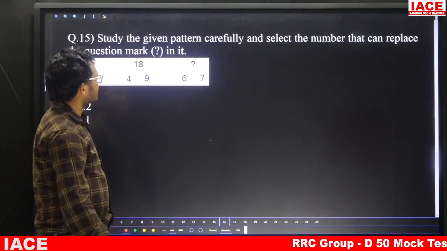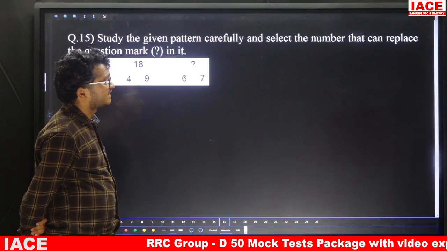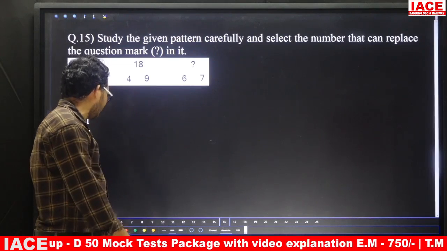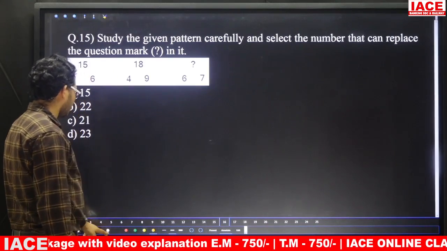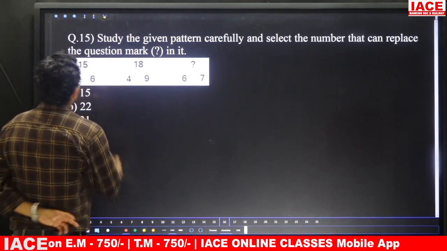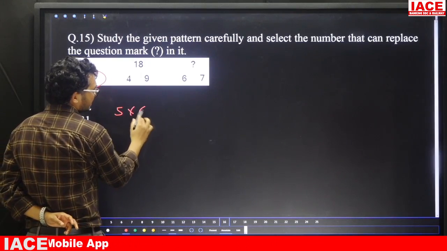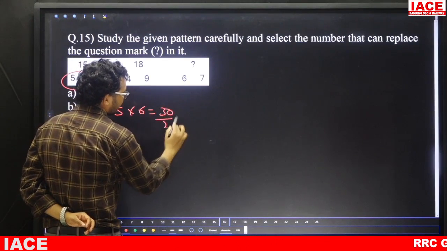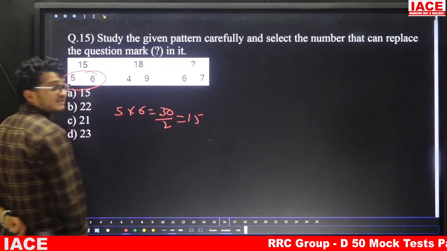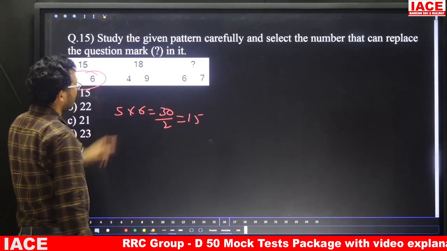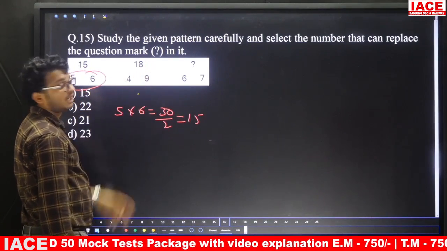Question number 15. Study the given pattern carefully and select the number that can replace the question mark in it. Now we are going to replace the question mark. Suppose, friends, take here 5, 6, 15. How? 5 into 6 is how much here? 30. 30 by 2 is what? Here 15. Yes, that means the logic here is multiplication of the bottom two numbers by 2 equals the upper number.